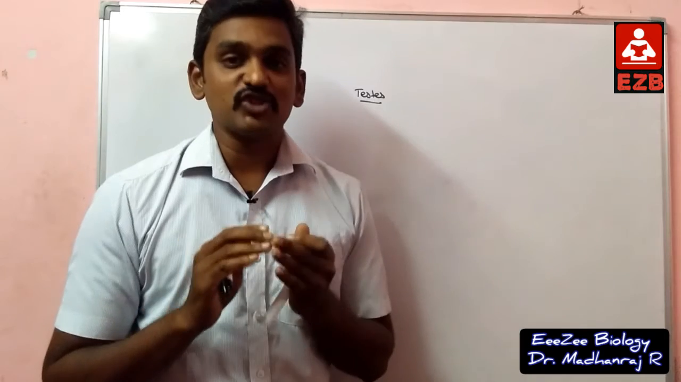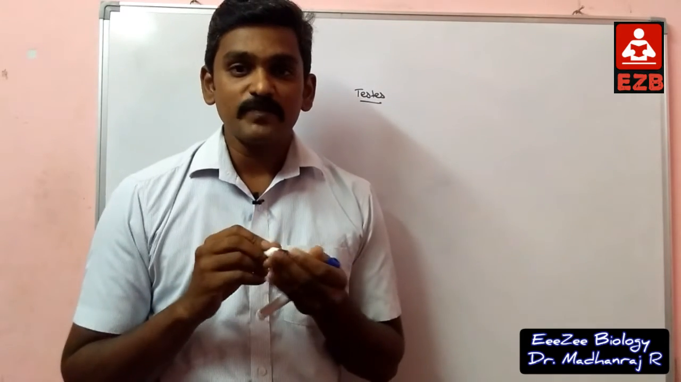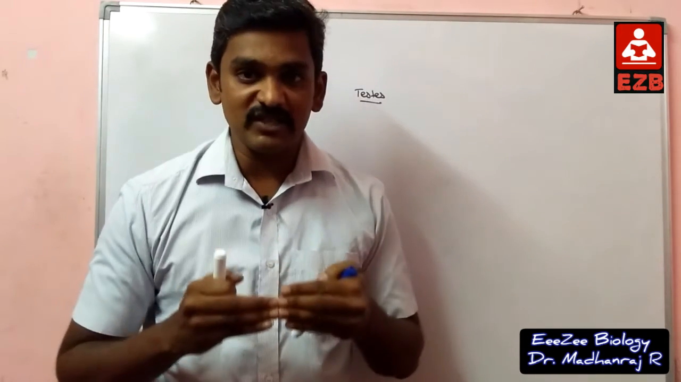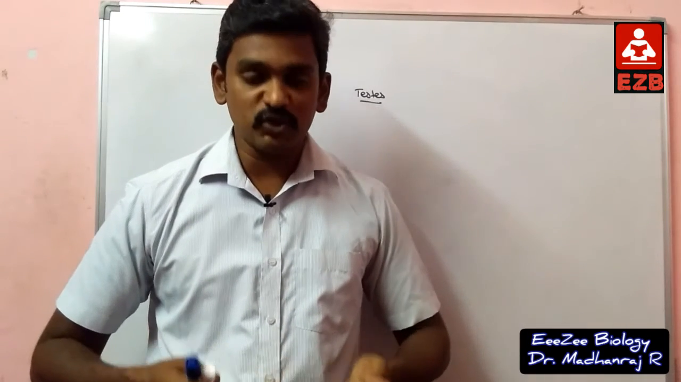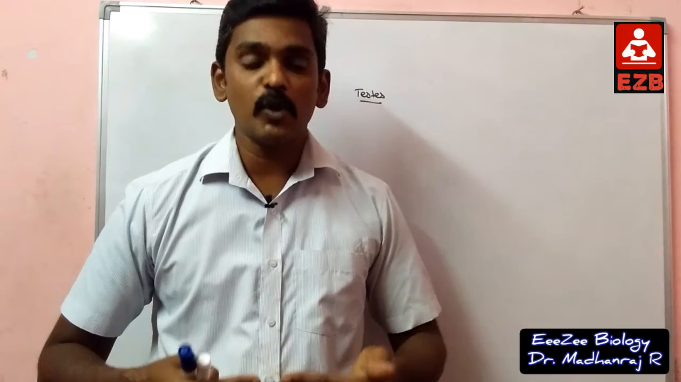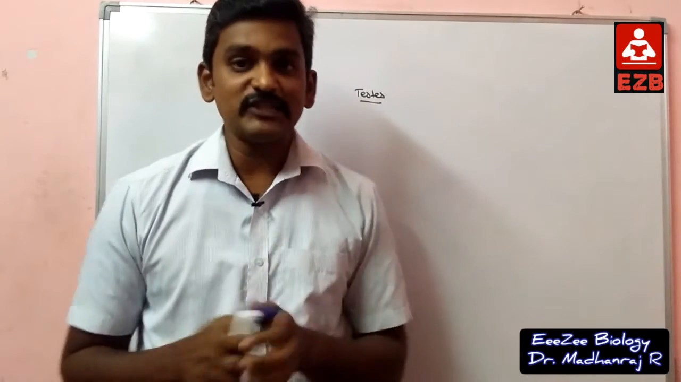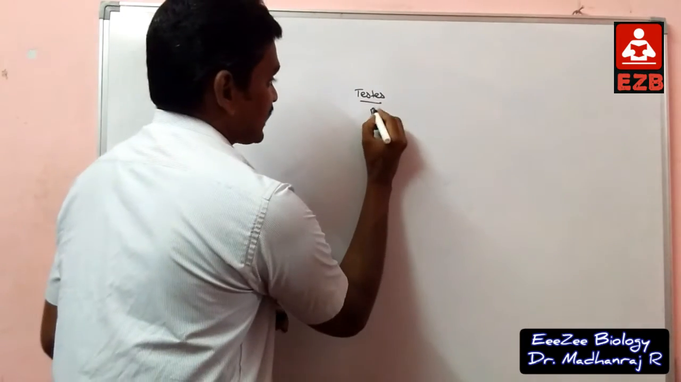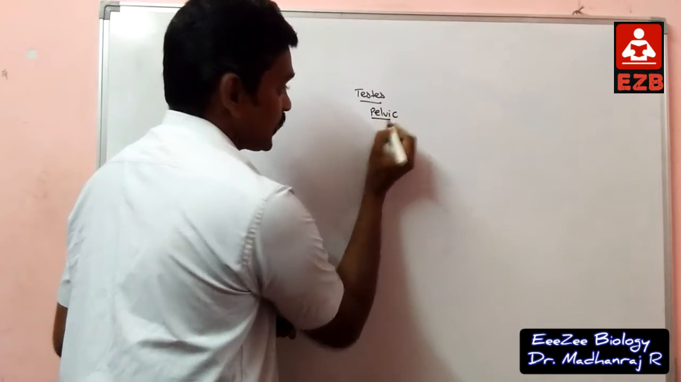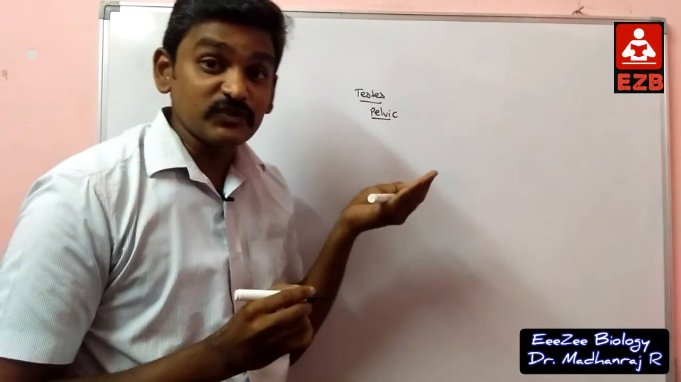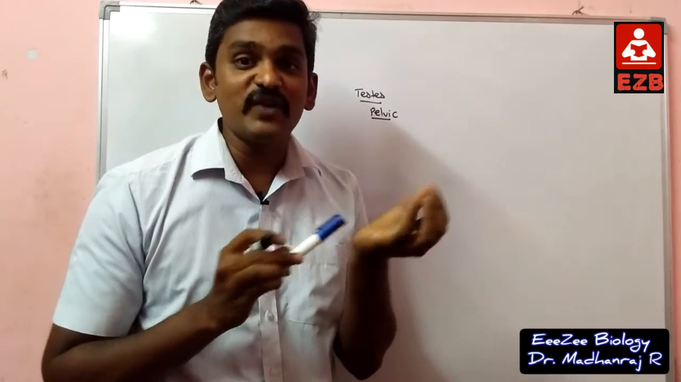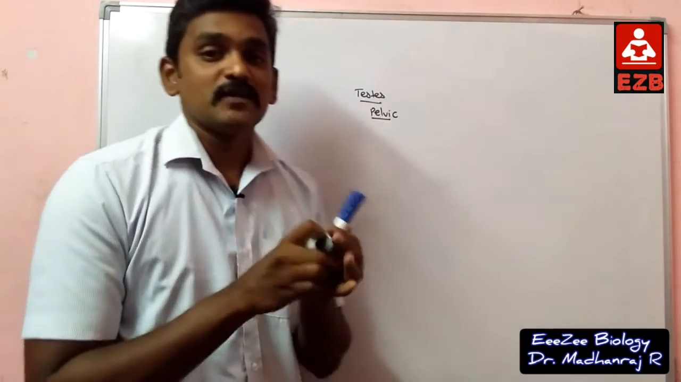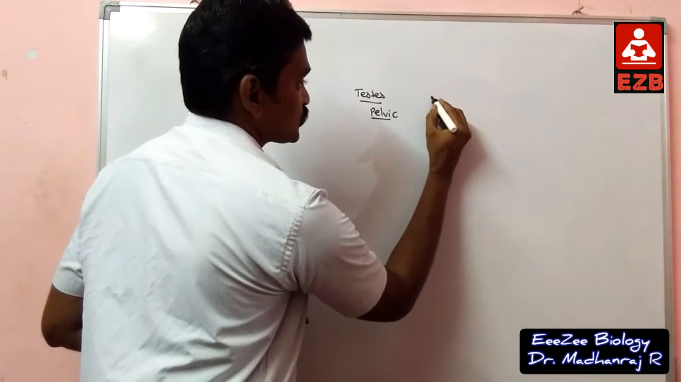So where will these testes be placed? They will be placed outside the abdominal cavity. The abdominal cavity, that is our stomach region, right? So below your stomach, that is outside the abdominal cavity. That region is called the pelvic region. In the pelvic region only, these testes will be placed. So where will they be placed? They will be placed safely in a bag-like structure, which is called the scrotum.